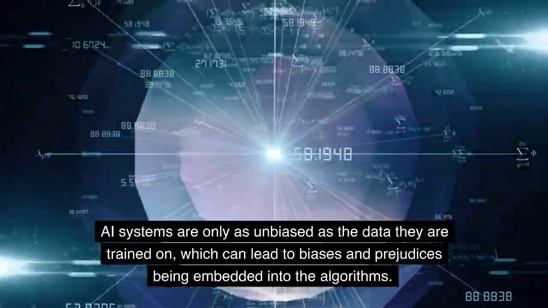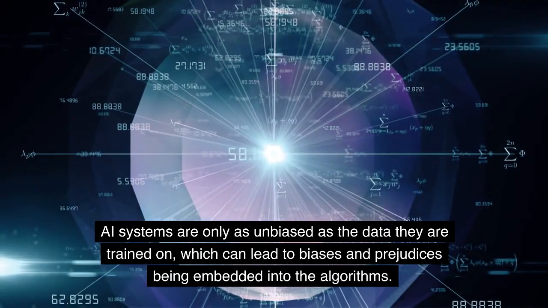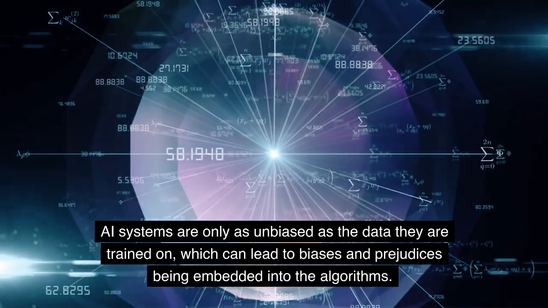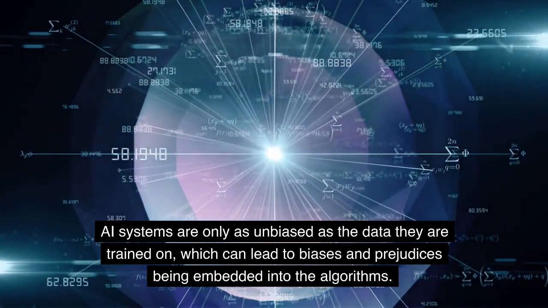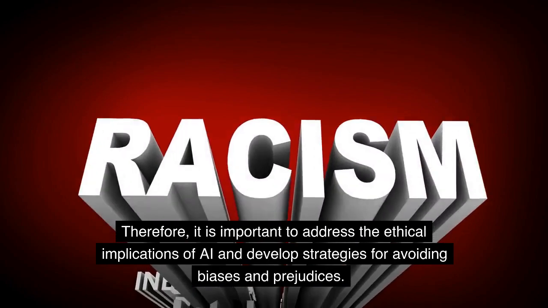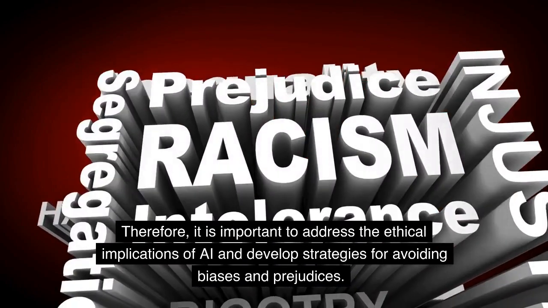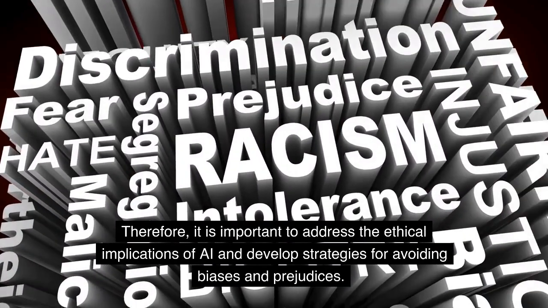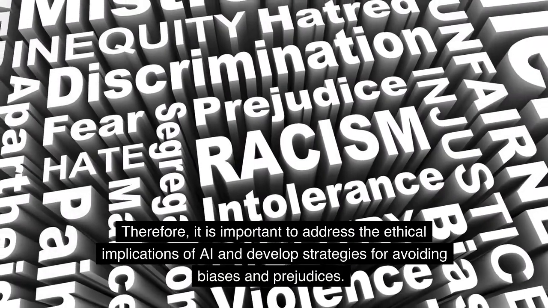AI systems are only as unbiased as the data they are trained on, which can lead to biases and prejudices being embedded into the algorithms. This has the potential to reinforce societal inequalities and discrimination. Therefore, it is important to address the ethical implications of AI and develop strategies for avoiding biases and prejudices.